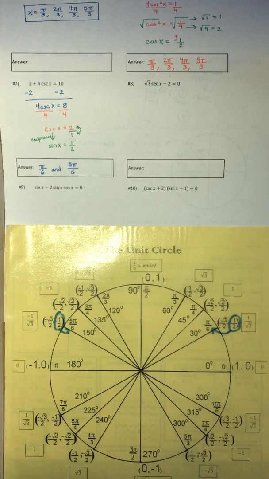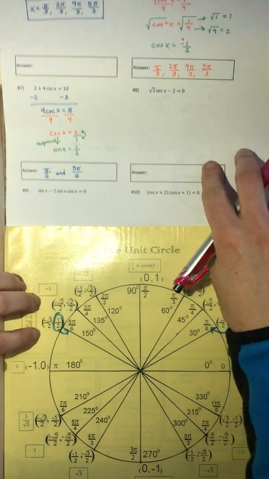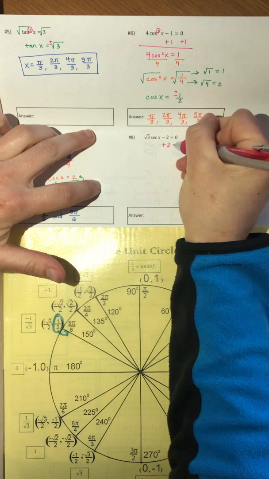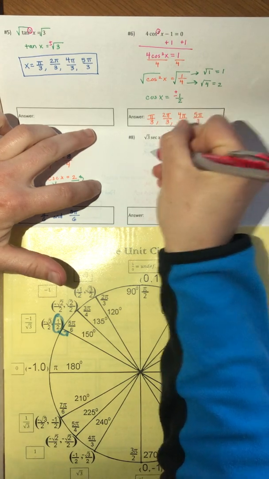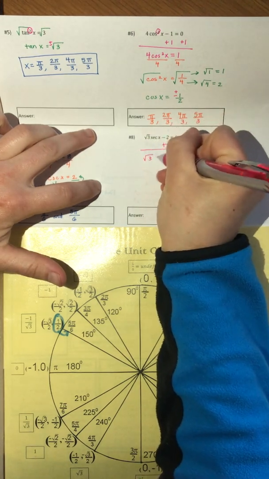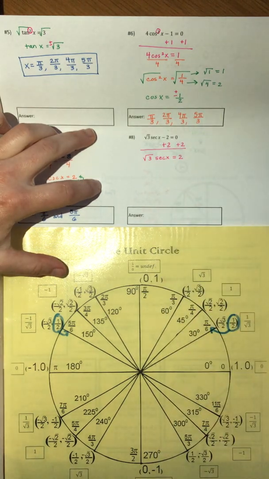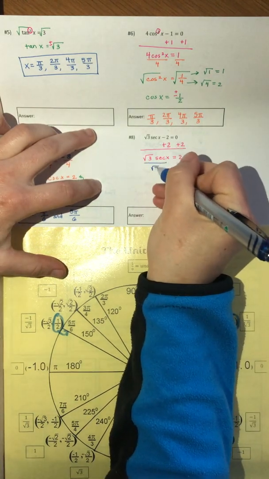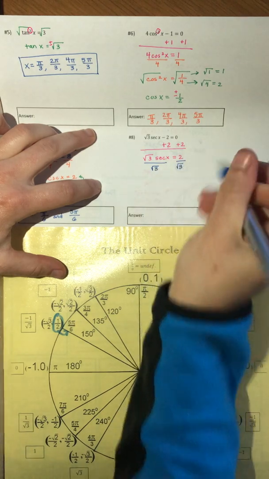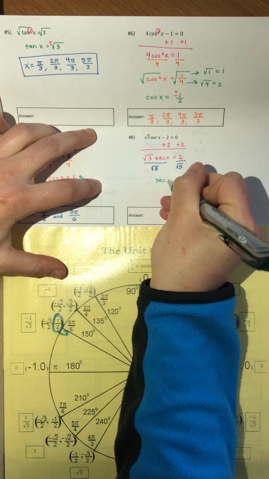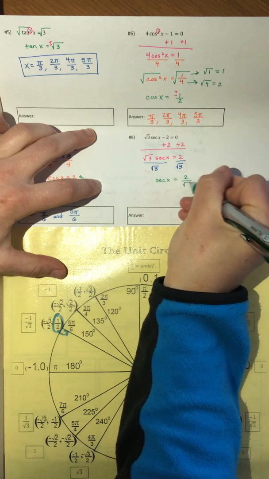We're gonna tackle the next one just about the same way. We're gonna try to get secant by itself. So I'm going to be adding 2 to both sides. Then I'm gonna have to divide by the square root of 3. So I have secant x equals 2 over square root 3.